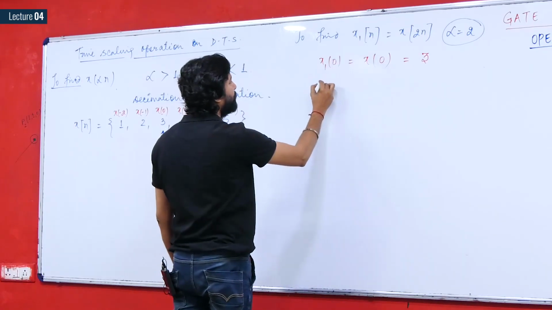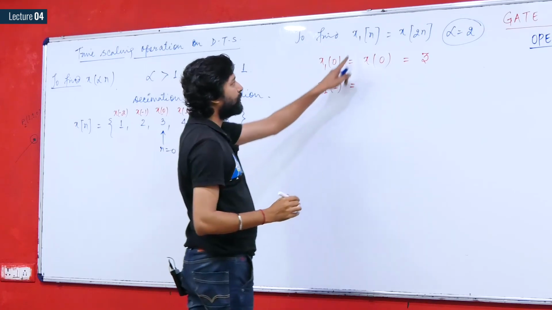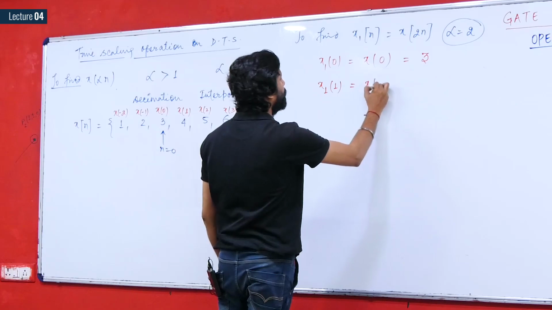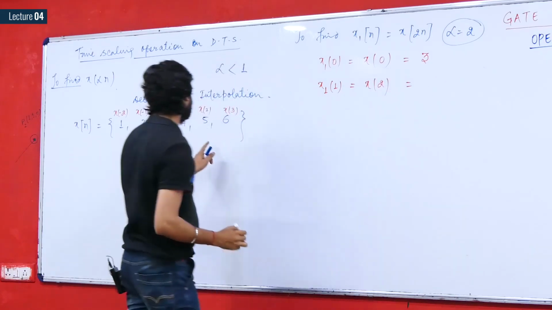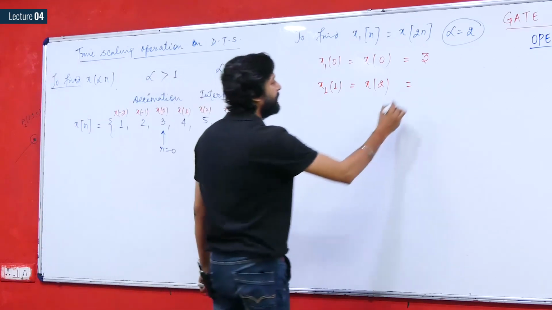Now if you take n equals 1 on both sides, x1 of 1 will be x of 2 into 1, that is x of 2. And from this signal, what is the value of x of 2? x of 2 is given to be 5. So it will be 5.